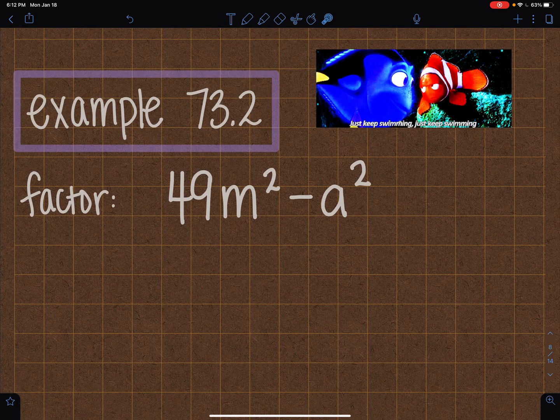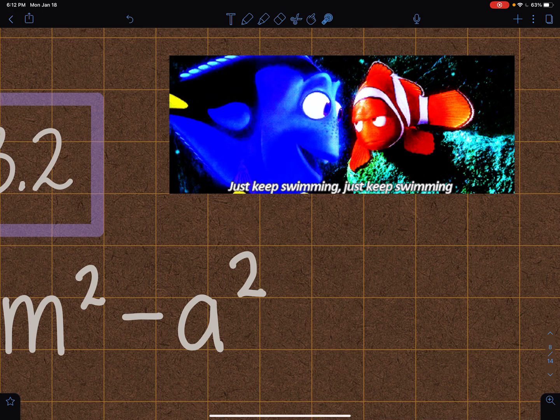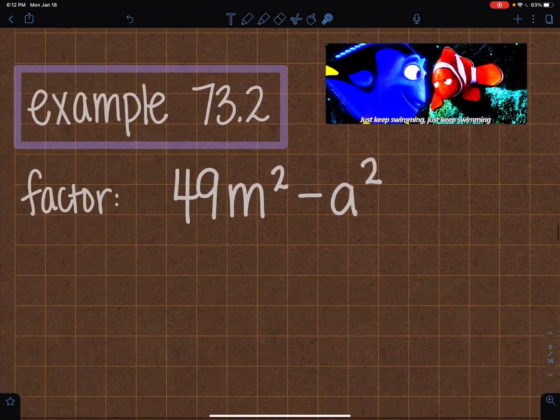All right, example 73.2. Here we go. We're going to just keep swimming, just keep swimming. I know you're probably looking as annoyed as Marlon is there, but all right, here we go.